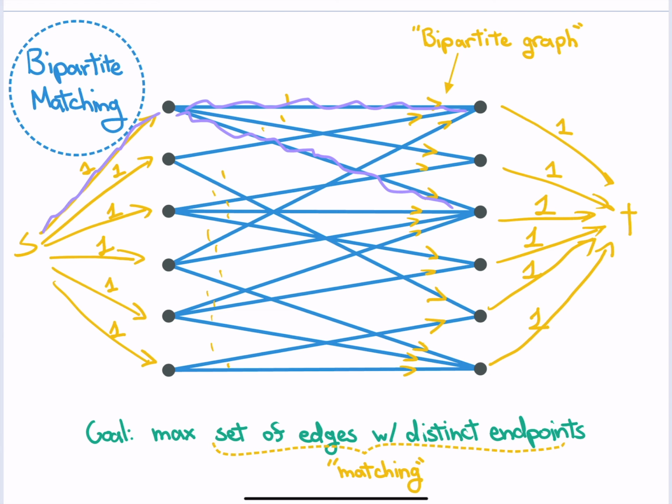But we can only send one unit of flow. Yeah, we already set it to one. So because we set it to one, we can't have this, right? We don't want edges that have the same endpoint, like this, because then it's not a matching. So by putting that capacity of one from the source to that vertex, I guarantee there's only going to be one path using that vertex.